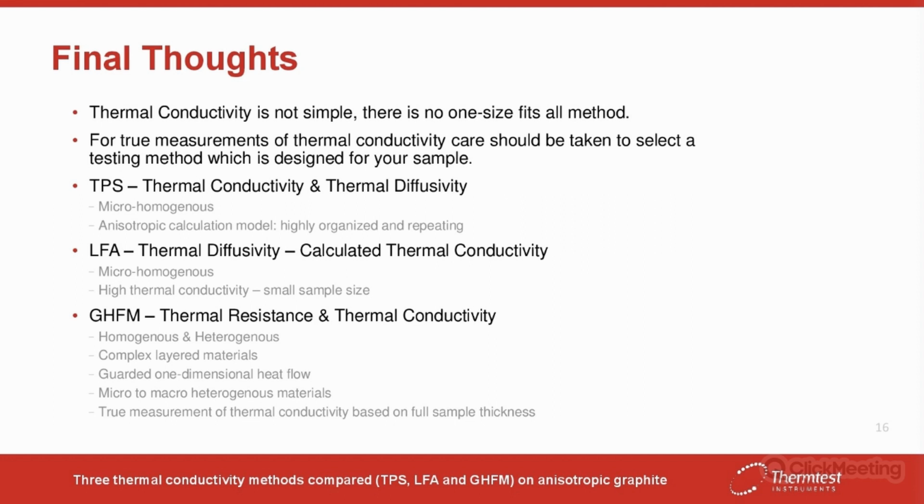In the TPS, typically with transient methods, your material should be micro-homogeneous, and based off the anisotropic calculation model, highly organized and repeating. Again, heterogeneous materials can in fact be measured, the rule of thumb being to measure as much of that sample as possible, but fully consider: am I measuring the entire thickness? And there's some complexity in that.